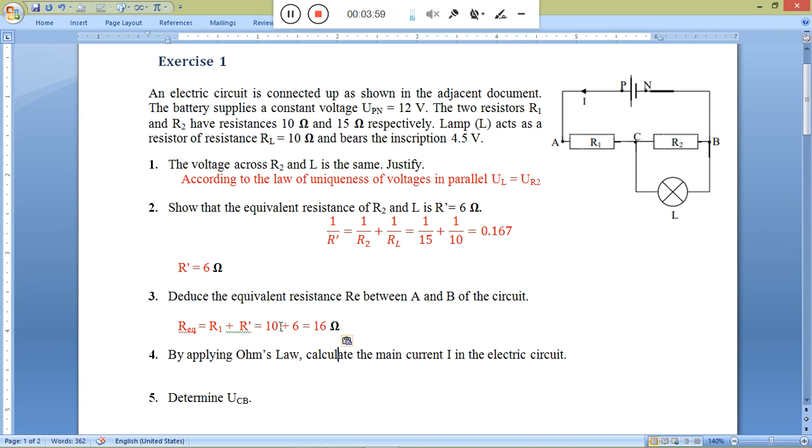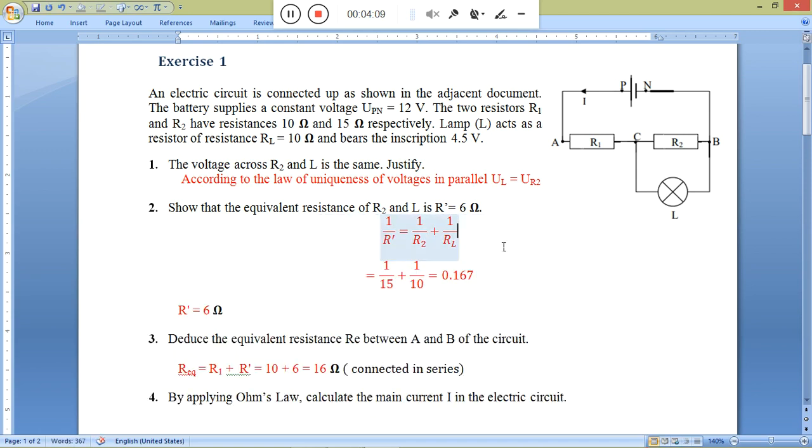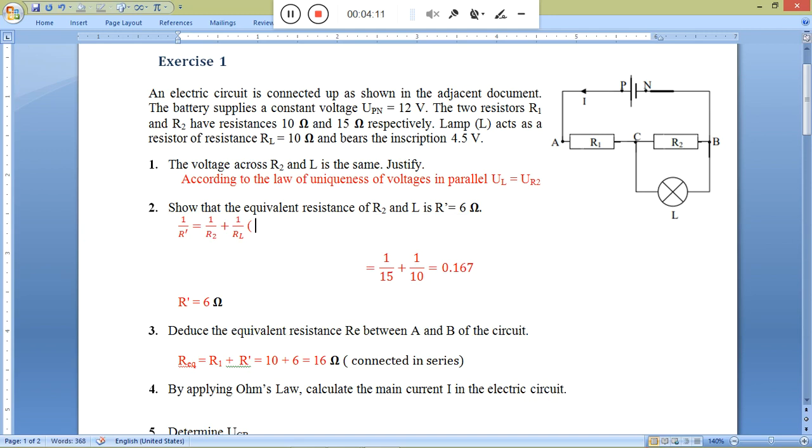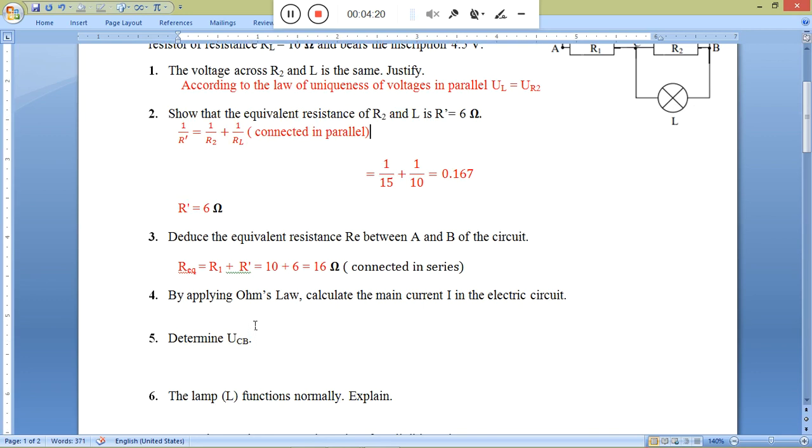Okay, we should write here connected in series, and here connected in parallel. I always forget this. Connected in parallel, or parallel connections. Now, by applying Ohm's law, calculate the main current I in the circuit. Let's state Ohm's law: U equals R times I, in parentheses, Ohm's law.